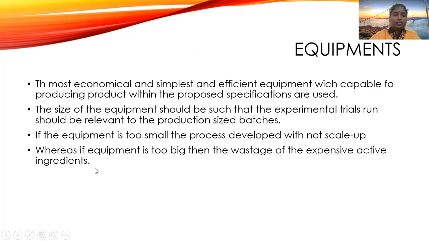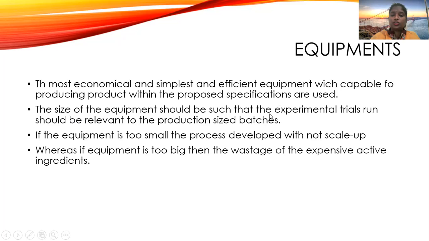Next one, equipments. The most economical, simplest and efficient equipments which are capable of producing a product within the proposed specifications are used. For efficient output quality of the dosage form, we need efficient equipment that should be simple and economical, something we can afford. It should be low cost, simple, and work efficiently for producing a product within the proposed specifications.